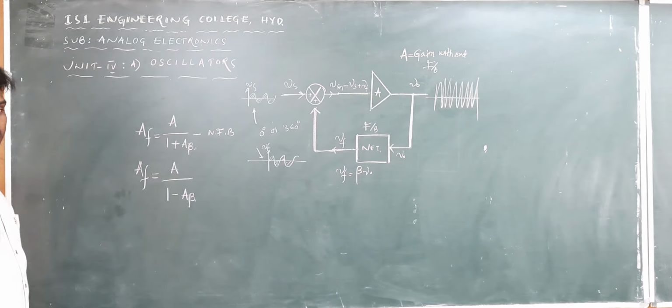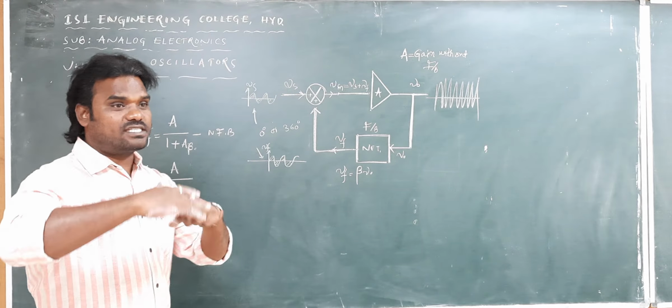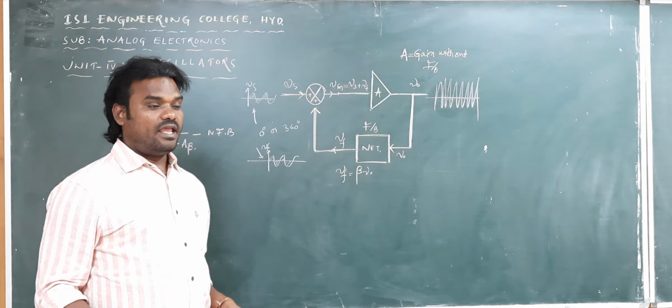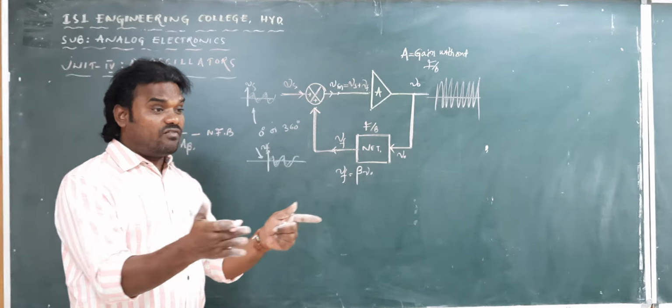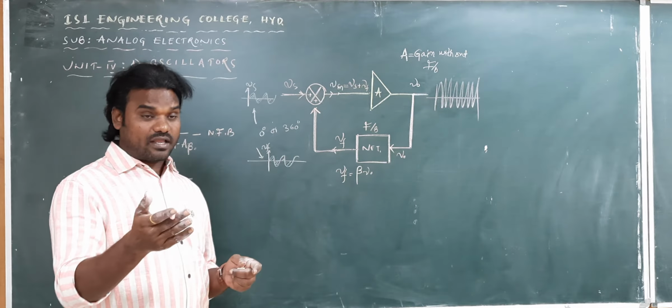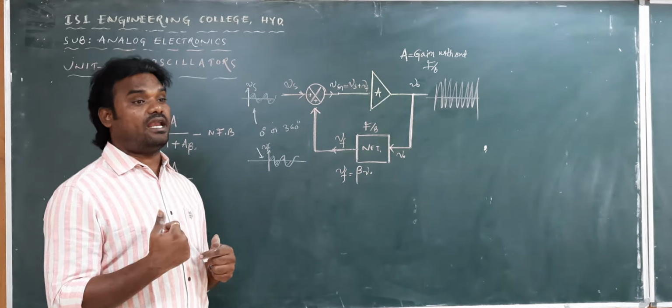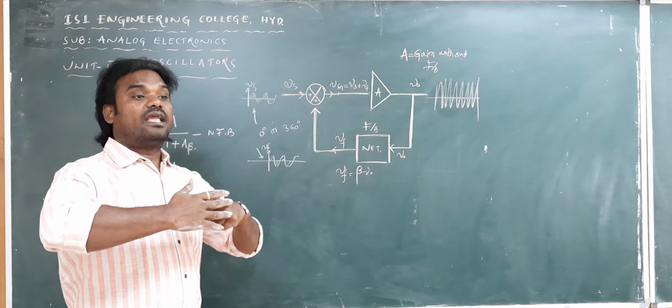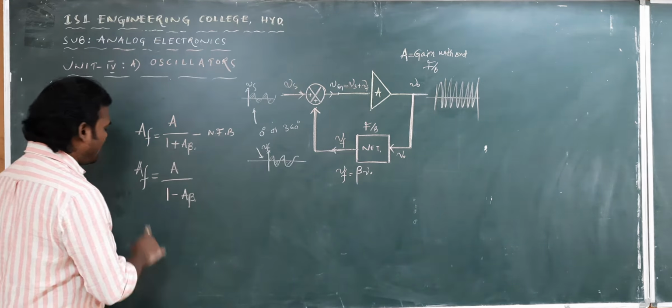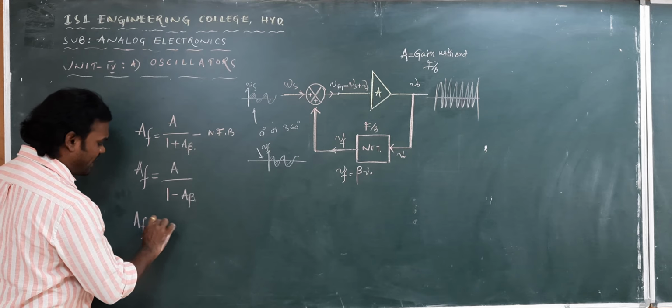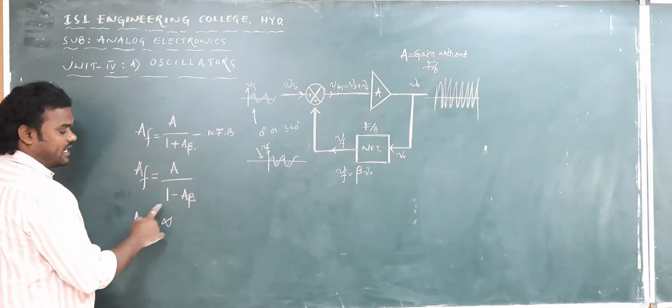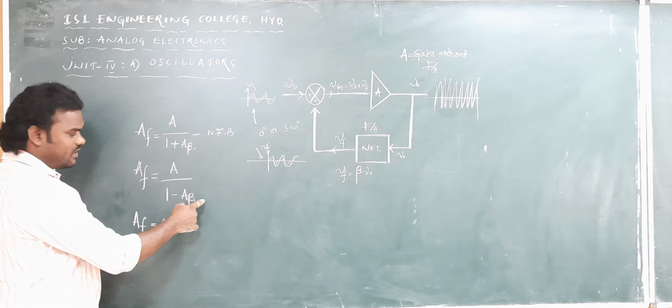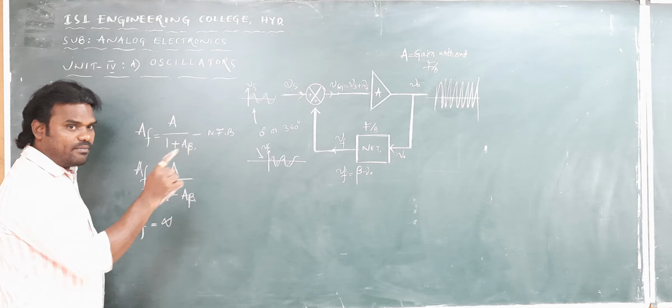And that means what? In case of an oscillator circuit, what is the gain? Gain will be infinite. Yes. In case of negative feedback, gain will be controlled. We can have stability over the gain. In case of positive feedback, gain will be infinite. So if AF has to be infinite, the denominator must be 0. A by 0, anything by 0 will be infinity.